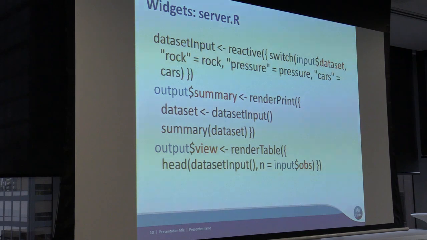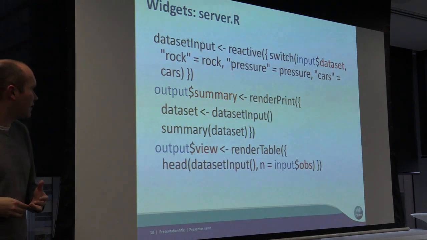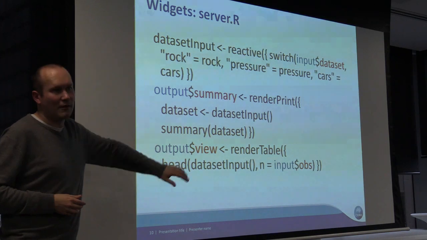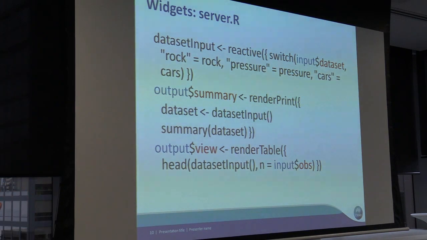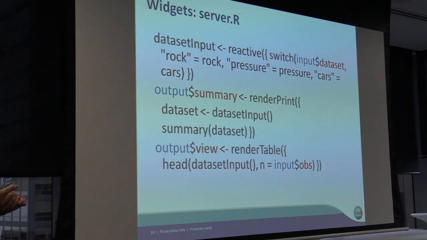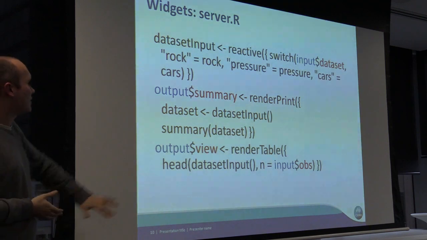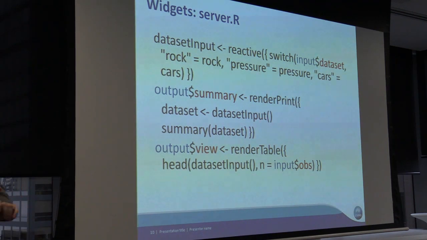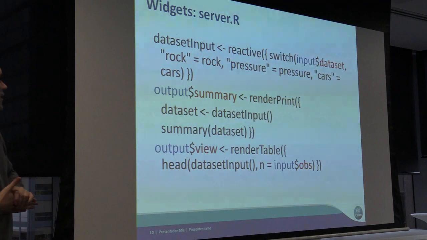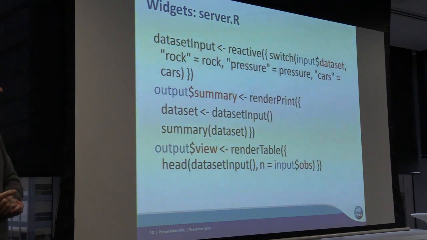So you can see here how the two inputs and the two outputs are working with each other. The observational input, number of observations, only affects the table, incidentally. The data set input switches between the rock data set, the pressure data set, and the cars data set. And the summary output, which is defined using renderPrint, will always print a summary of the entire data set.